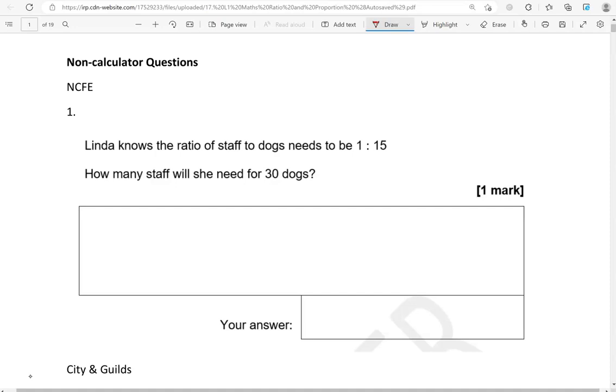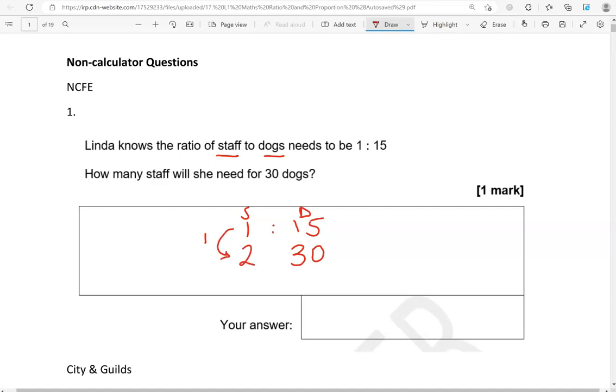Linda knows the ratio of staff to dogs needs to be 1 to 15. So 1 is for staff and 15 is for dogs. The order matters. Staff, dogs. How many staff will she need for 30 dogs? So under dogs, I'm going to put 30. So what's happened? From 15, this has become 30. So it's doubled. Which means that the number of staff involved will need to be doubled as well.